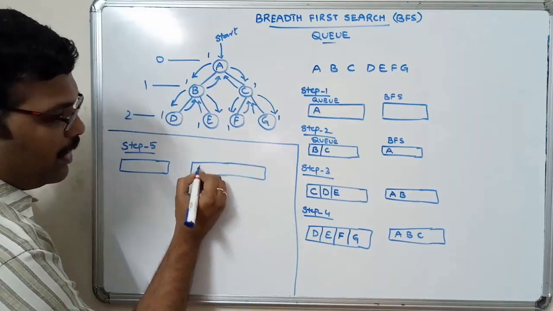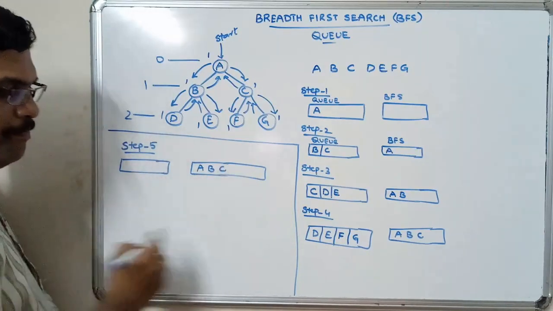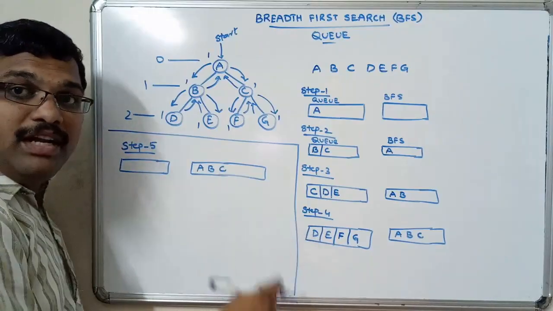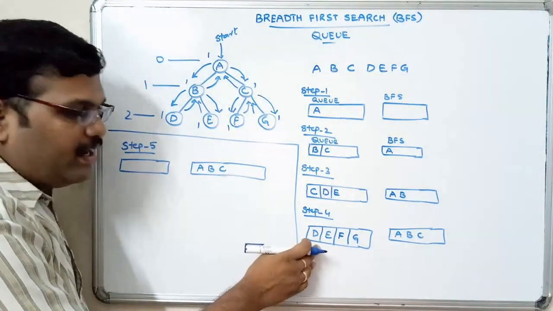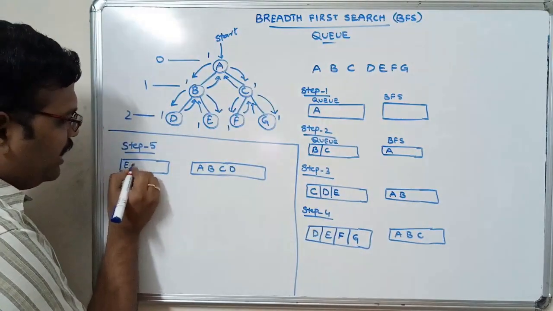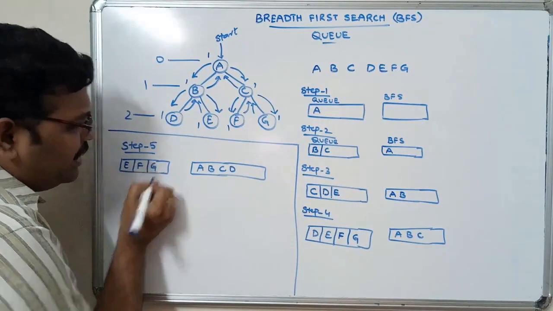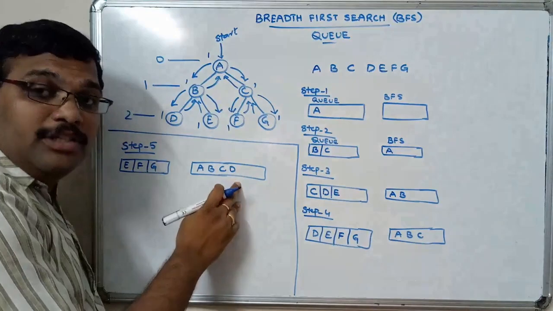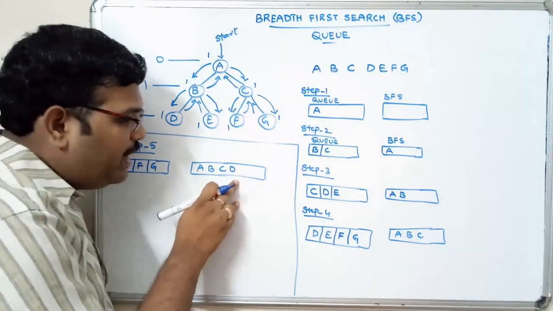Right. So already A, B, C are there. Now remove the element. So deletion will be done from the front end. So D is deleted and placed here. Now there are only 3 elements, E, F and G. And we have removed D. So we have to add the adjacent nodes of D into the queue.